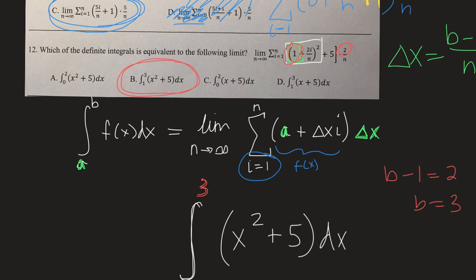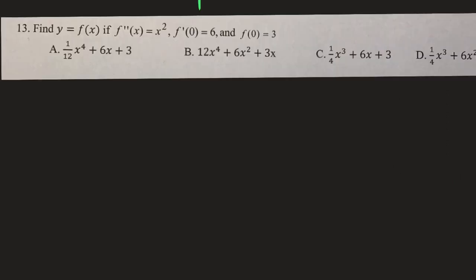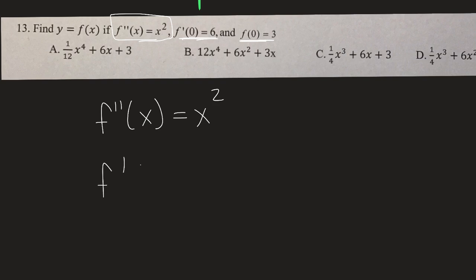Okay, number 13. So we're ending with an initial value problem. We want to write a whole function if we know that the second derivative is x squared, that when x is 0 on the first derivative, y is 6, and when x is 0 on the original function, y is 3. So we first start with the second derivative, x squared, and then we take the antiderivative of x squared, which is x to the third power divided by 3 plus some value c.